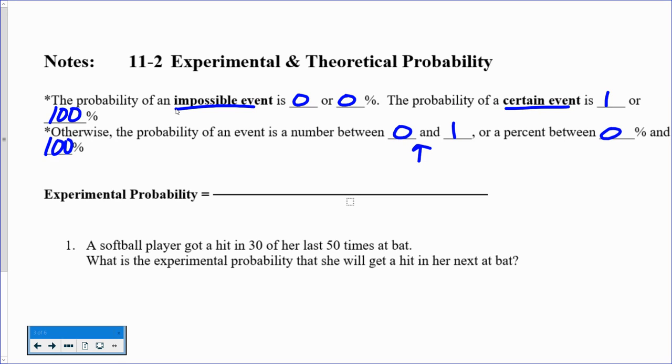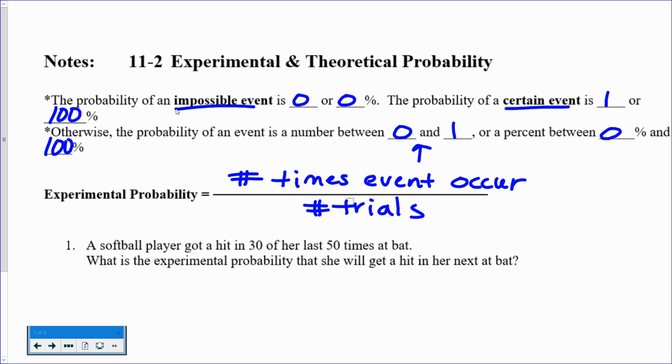We're not going to do any experiments, but this is a fraction bar right here. So on top would be the number of times the event would occur that the problem is asking for, over the number of trials that were done in the experiment.